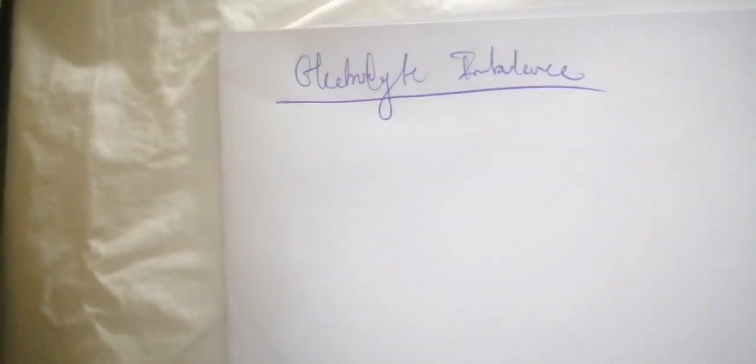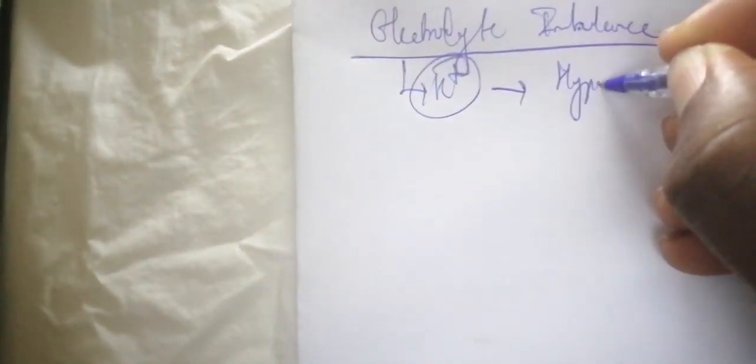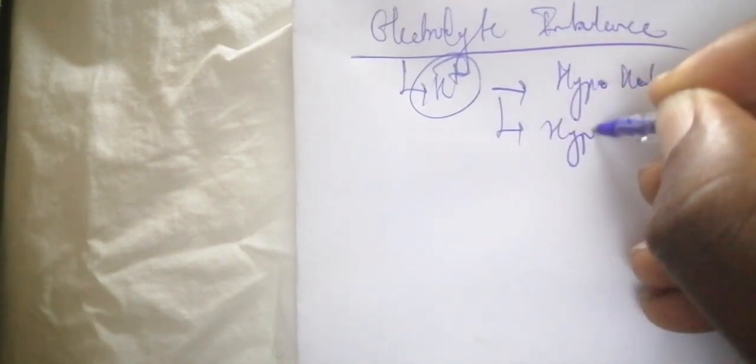Hello, in this tutorial we are going to visualize electrolyte imbalance on ECG. For the electrolyte imbalance on the ECG, the major ion that you have to evaluate is the potassium ion. That is the major detrimental ion associated with the heart. So we are going to start off with hypokalemia and hyperkalemia.